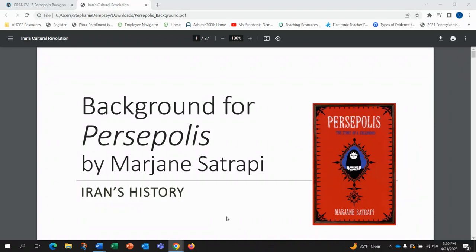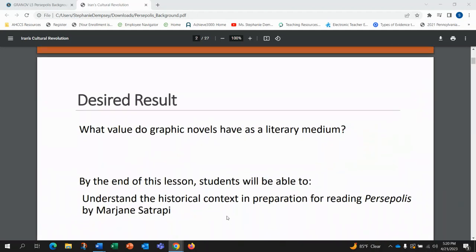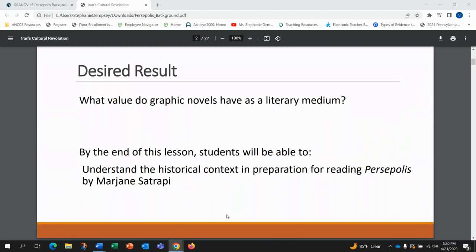We are going to talk about the background for Persepolis by Marjane Satrapi and a little bit about Iran's history. So, our desired result is, what value do graphic novels have as a literary medium? At the end of the lesson, students will be able to understand the historical context in preparation for reading Persepolis by Marjane Satrapi.